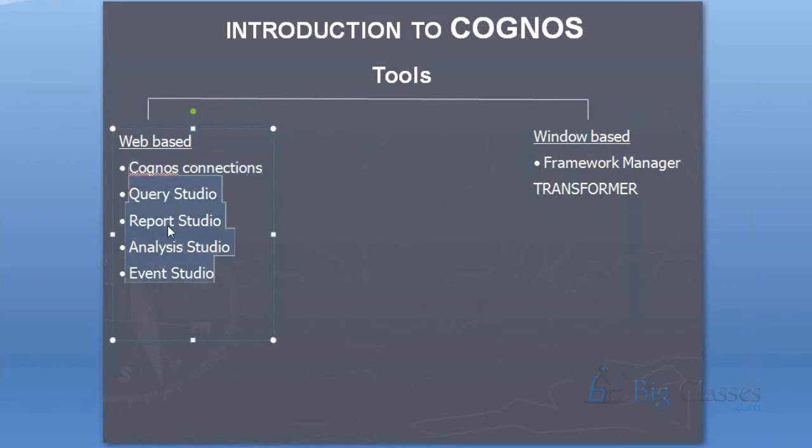If you want to access any of these web-based applications of Cognos, first of all you need to connect to this Cognos Connections portal. From here we can find links to these remaining reporting applications: Query Studio, Report Studio, Analysis Studio, Event Studio. All these are reporting applications only.